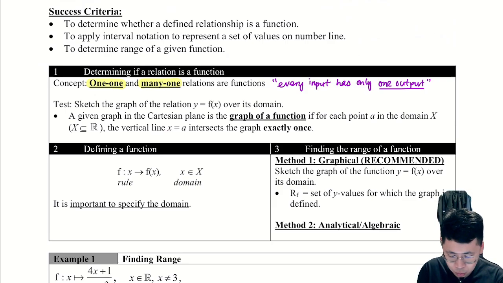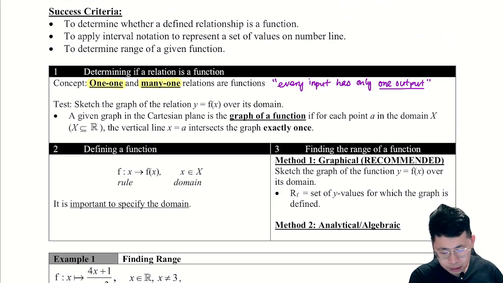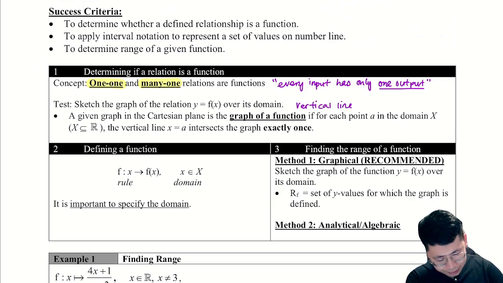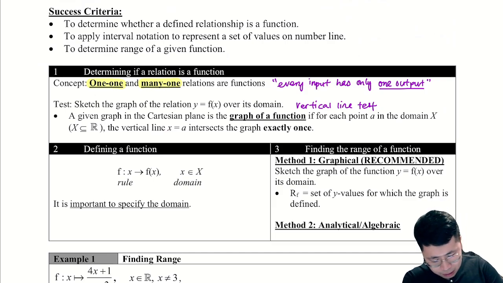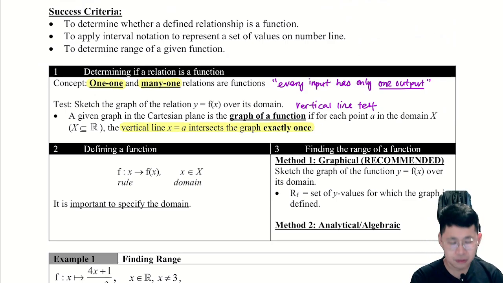So to test whether y equals f(x) is a function or not, we're going to sketch the graph and do a vertical line test. This test will tell us whether the graph or the relationship is a function, that is, whether it is a one-to-one or many-to-one function. The criterion is that the vertical line intersects the graph exactly once. So this is the vertical line test.